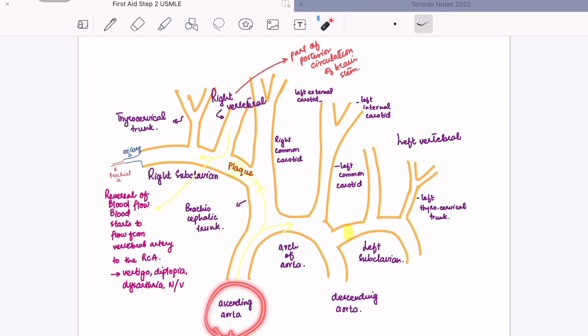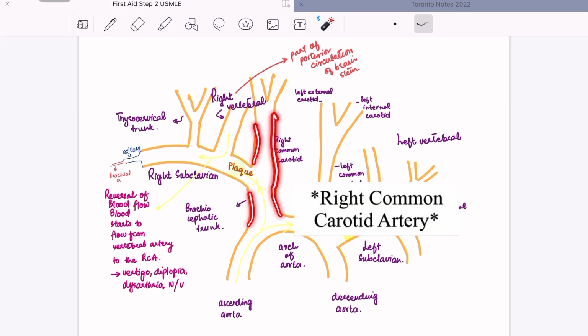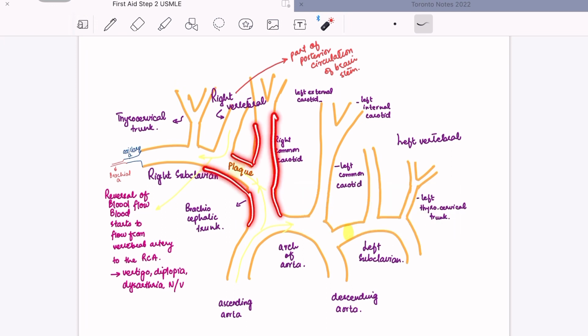Let's begin here. Let's suppose this is the ascending aorta coming from the heart. And this is the arch of the aorta. The arch of the aorta divides into brachiocephalic trunk, left common carotid artery, and left subclavian artery. The brachiocephalic trunk in turn divides into right vertebral artery and right subclavian artery. The right subclavian artery further divides into right vertebral artery and thyrocervical trunk. Right subclavian artery further goes and forms axillary artery and later on brachial artery.